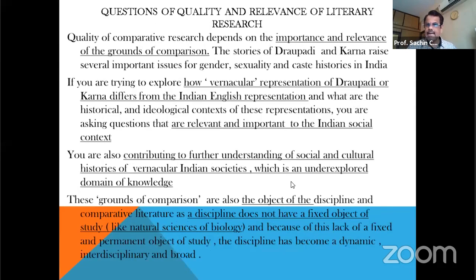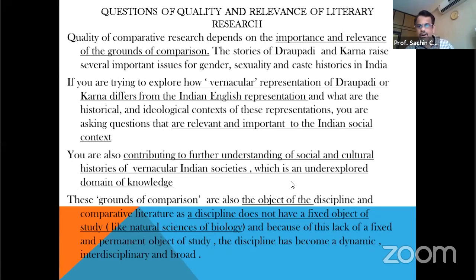The quality, as I said, depends on relevance. So stories of Draupadi and Karna raise several issues for gender, sexuality, and caste histories in India. So if you are trying to explore how vernacular representation of Draupadi or Karna differs from Indian English representation, what you are doing is asking the question, what are the historical, ideological contexts of this representation? You are asking questions that are relevant to Indian society. So immediately you are asking questions.